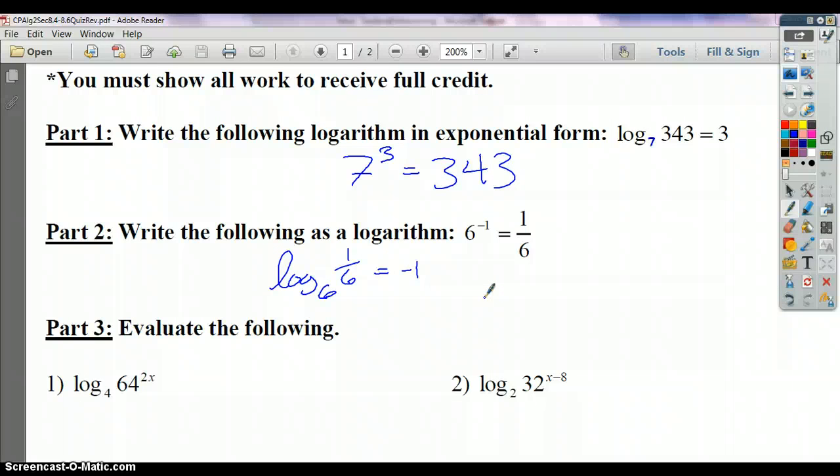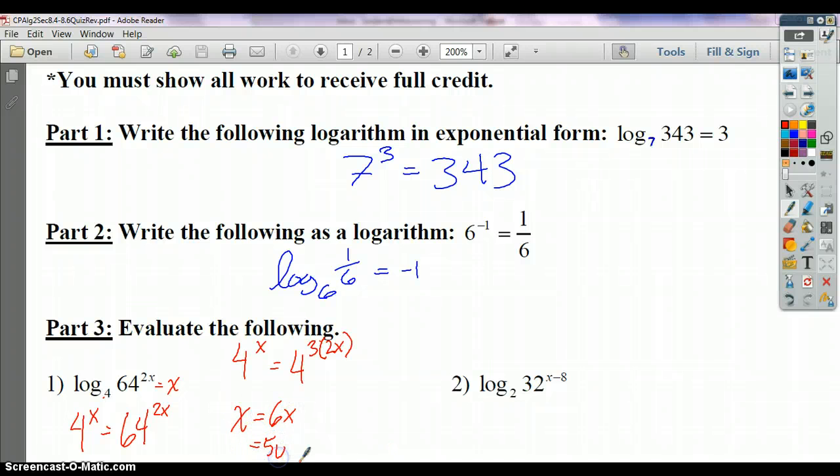Evaluate the following down here at the bottom, part 3. We're going to evaluate log base 4 of 64 to the 2x. So if I set this to the x, this is 4 to the x equals 64 to the 2x. Now, I'm aware I can rewrite 64 as 4 to the third. So this is going to be 4 to the x equals 4 to the third to the 2x. So after I drop my base 4's out, I really have x equals 6x, better known as 5x. The terrible x equals 0, x is 0.